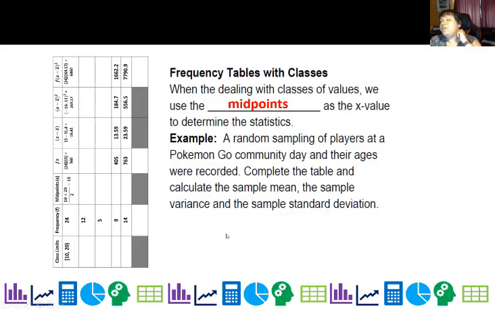Now, if you're dealing with classes, the problem is here I was looking at ages of people who were playing Pokemon, and I did 10 to almost 20. Remember, the bar here means the 10 is included, and it stops just before 20. How do I find statistics for that? Do I use the 10 or do I use the 20? Well, I really should compromise. And so we're going to use something called a midpoint, which in this case would be 15.